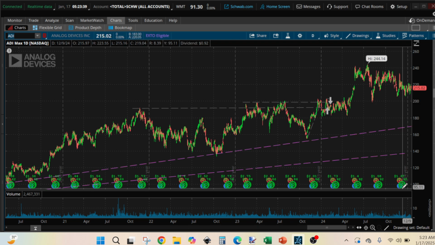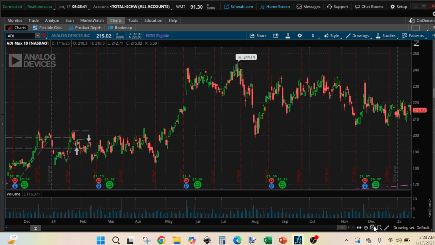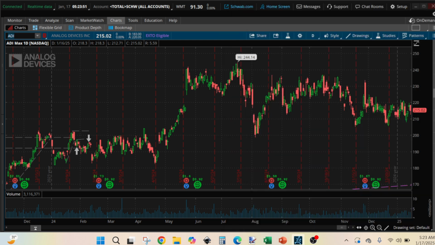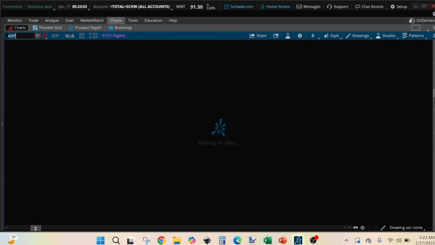So ADI is still higher up compared to where we like to buy at. It is consolidating there. Yesterday was a pullback. The next one is ADP. We have 79 stocks to analyze.